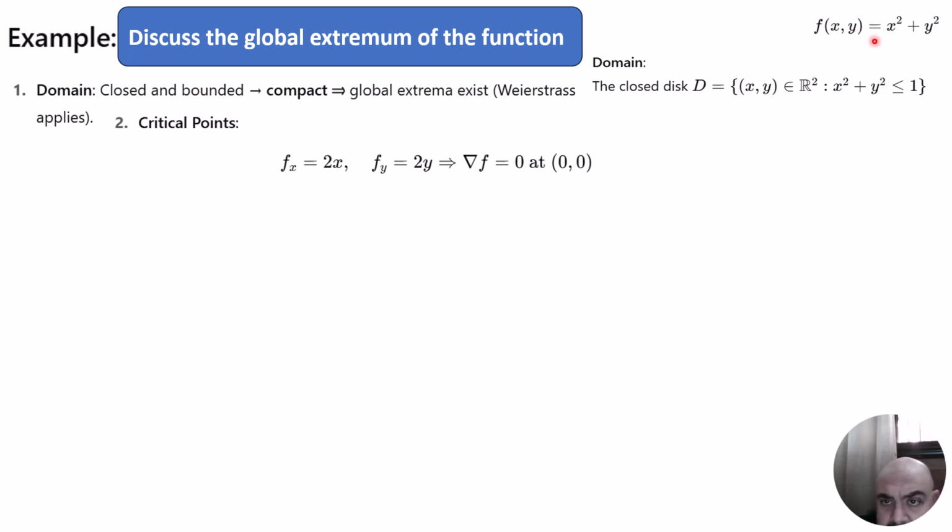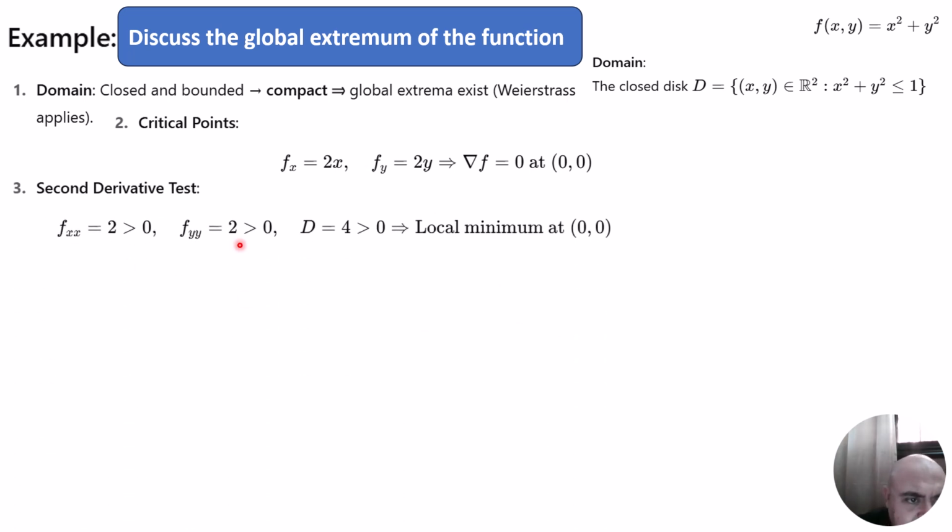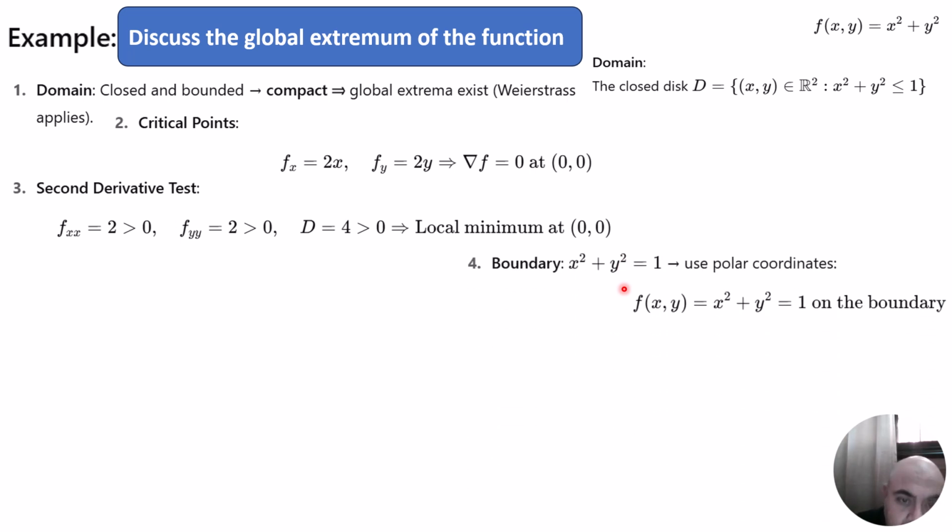The critical points for x squared plus y squared: once you differentiate with respect to x and with respect to y, it's going to be (0,0). Because the first partial derivative with respect to x is 2x, and the first partial derivative with respect to y is 2y. Putting them equal to 0 will lead to x equal to 0 and y equal to 0. Second derivative test: f double x is going to be 2, f double y is going to equal 2. So the determinant value is 4, and we have a local minimum at (0,0). Now I will need to do further analysis to know if this local minimum is global or not.